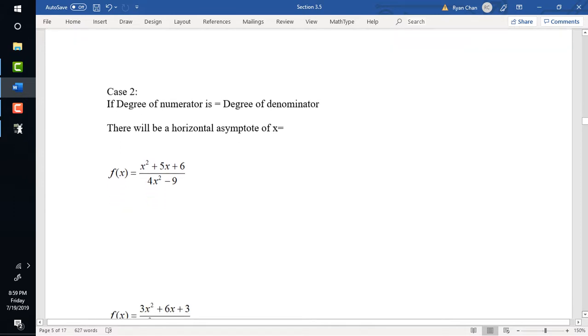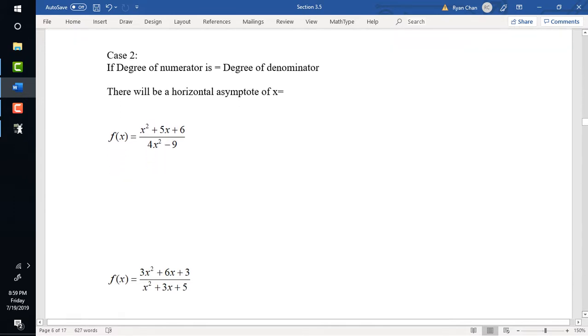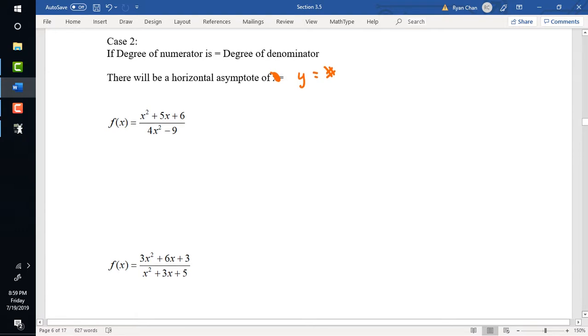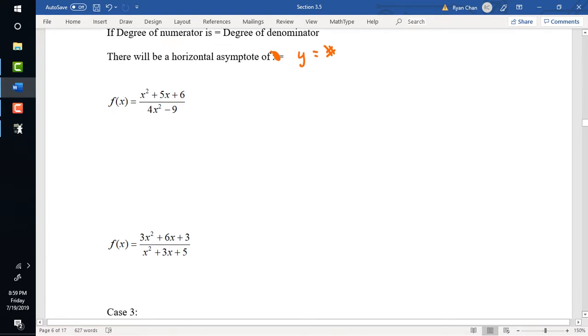So let's talk about this. What will happen if your numerator is the same degree as your denominator? You'll have the same horizontal asymptote as y equals whatever number you have. I'm going to show you a couple of different ways about this.